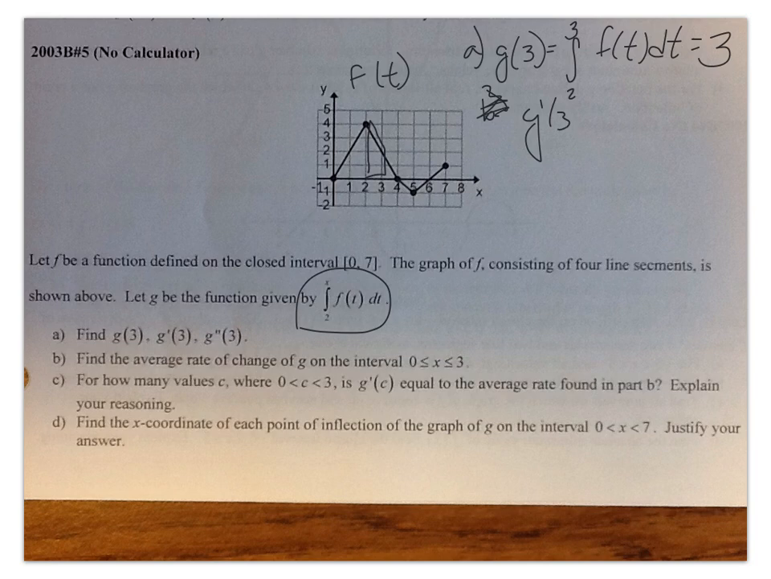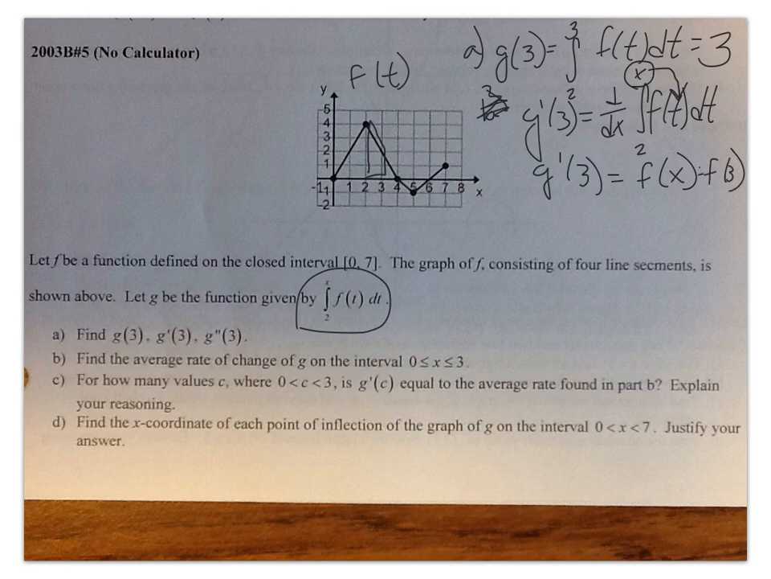Oh no, that's not part B, still part A. G prime of 3. If I'm taking the derivative of the integral from 2 to x of f of t dt, this is using the second fundamental theorem of calculus. The x goes down in place of the t, the derivative and the integral undo each other. So g prime of 3 is the same thing as f of x. So for this problem it's f of 3. F of 3 is just reading the y value off of this graph. At 3 the y coordinate is 2. So this equals 2.